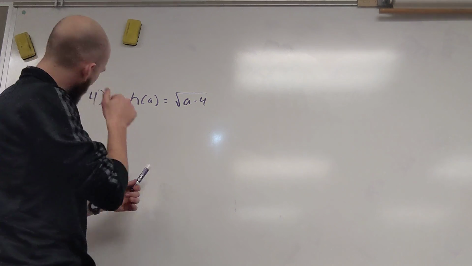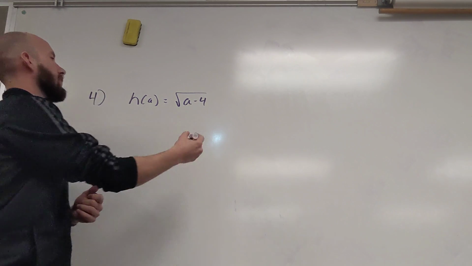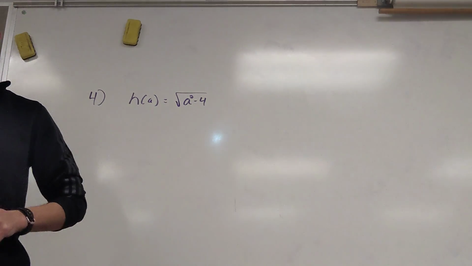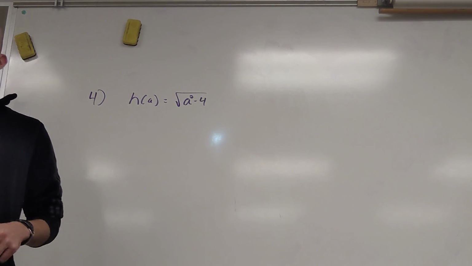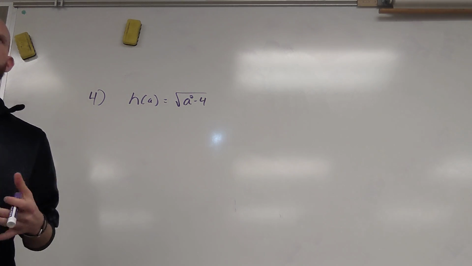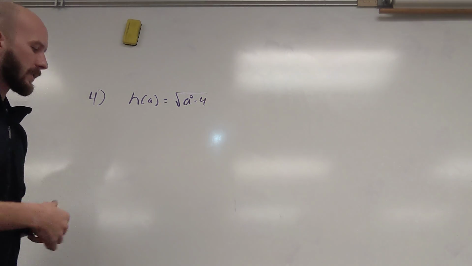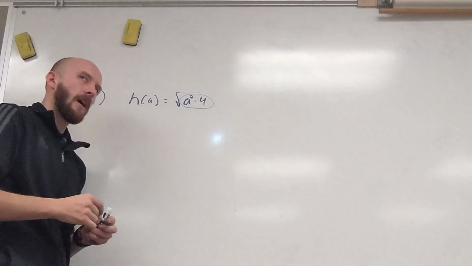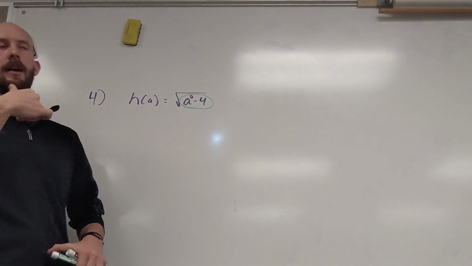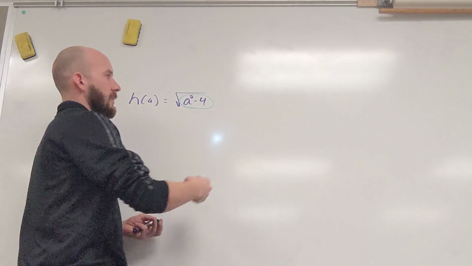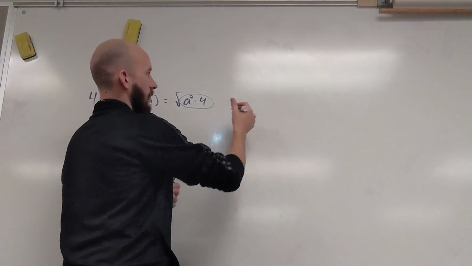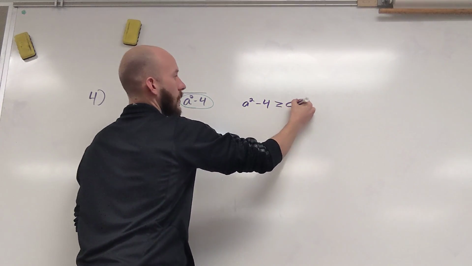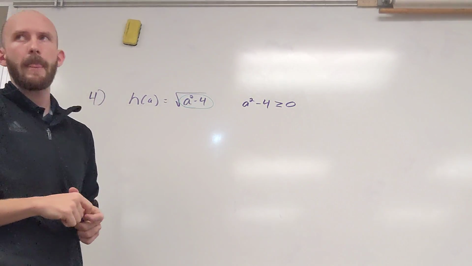Okay. So h of a equals square root, oh, this is supposed to be a squared minus 4. Sorry about that. Okay, so on this one, it's going to start out the same as all of our others. If I look at what's under the square root, okay, I know the answer to that cannot be negative, right? Okay. So I come over here, a squared minus 4 has to be greater than or equal to 0.